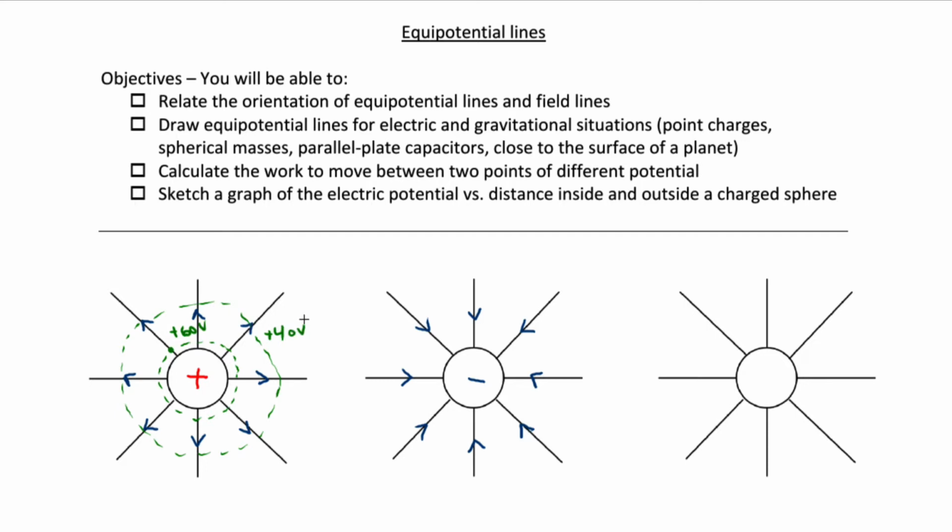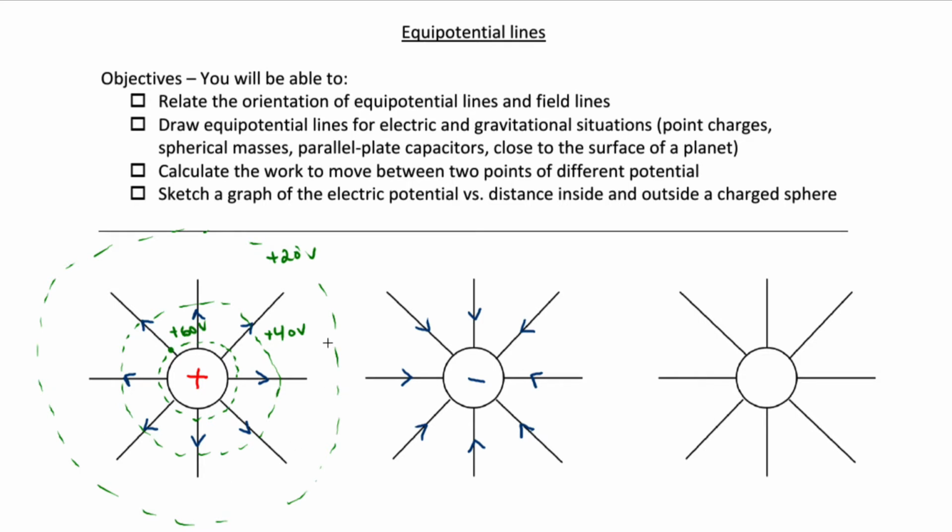And if I go out by another 20 volts, I have to go further. So the equipotentials get spaced out further as I go away from the central positive charge. And this would be at positive 20 volts, let's say. So 20 joules per coulomb to bring a small positive test charge to this point, or any point on this circle, from infinity.